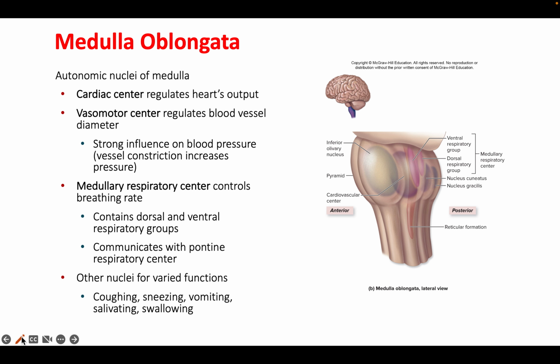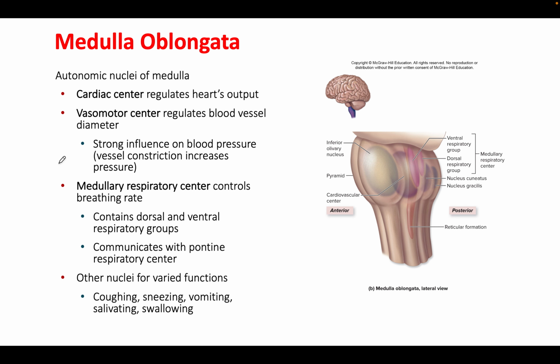So we have one called the cardiac center and the vasomotor center. Okay, sometimes this is known as the cardiovascular center. And so what this controls is our heart rate and our blood vessel tone and diameter, respectively, right? So the cardiac center is regulating the heart's output, the rate of the heart, its beating and contraction and whatnot. The vasomotor center is controlling the tone and the diameter of our blood vessels, right? So influencing blood pressure depending on bodily needs and homeostasis.